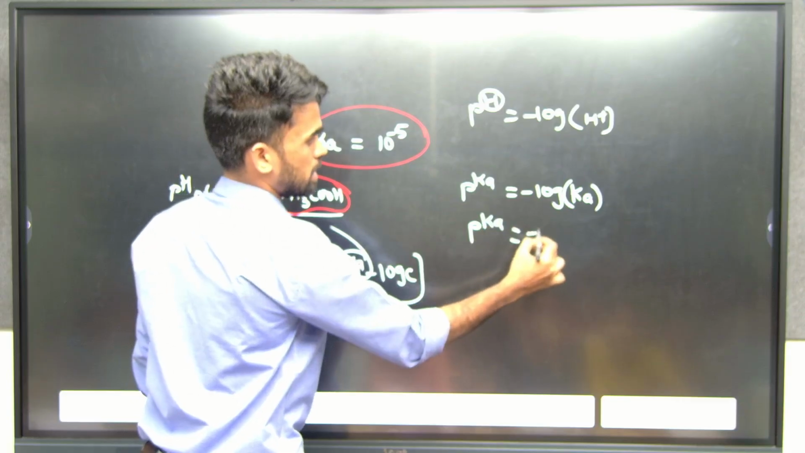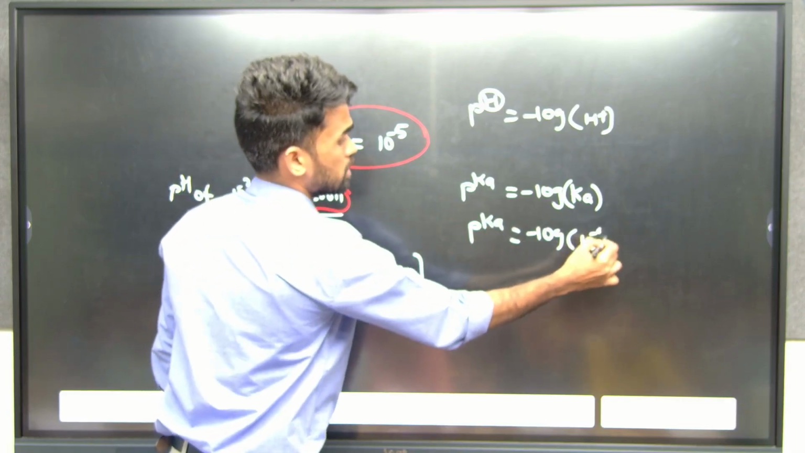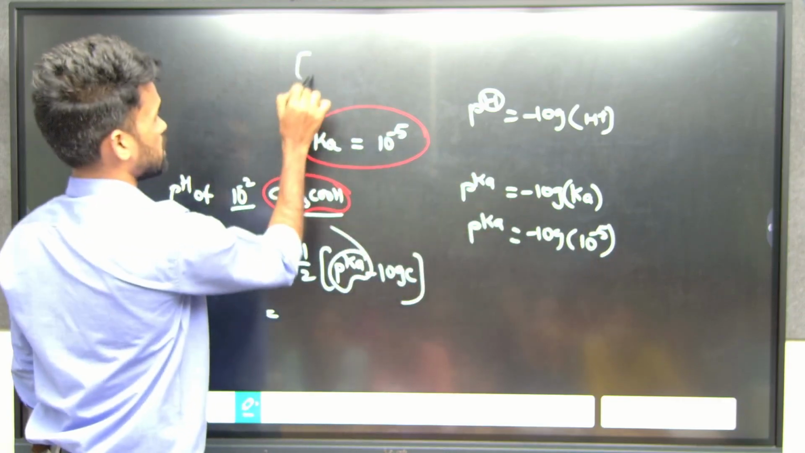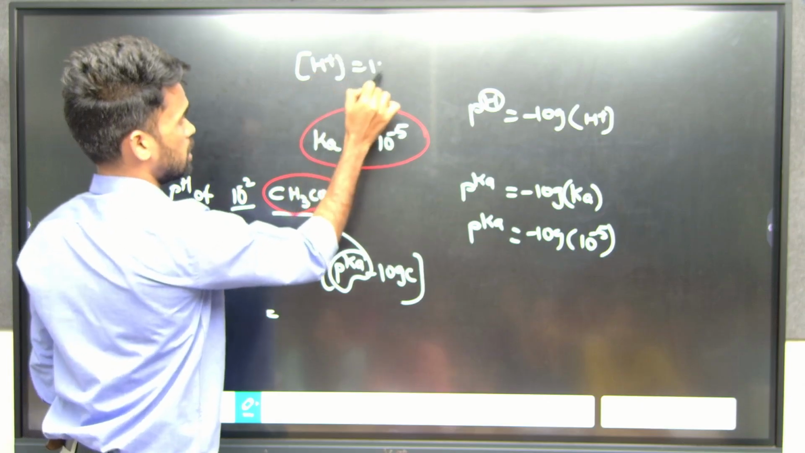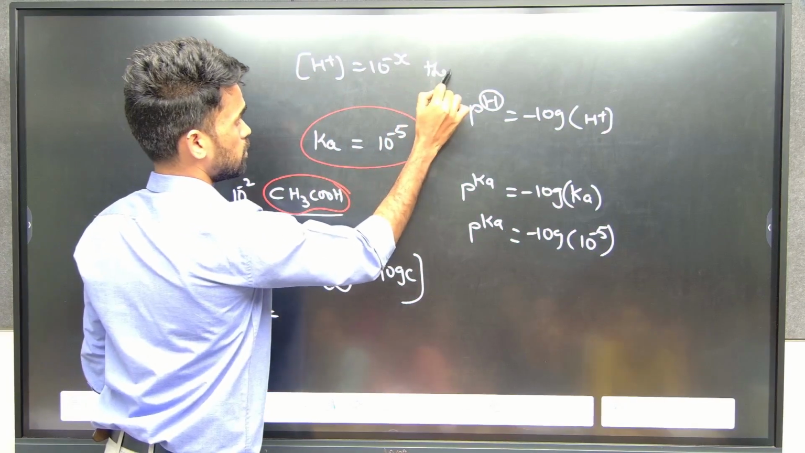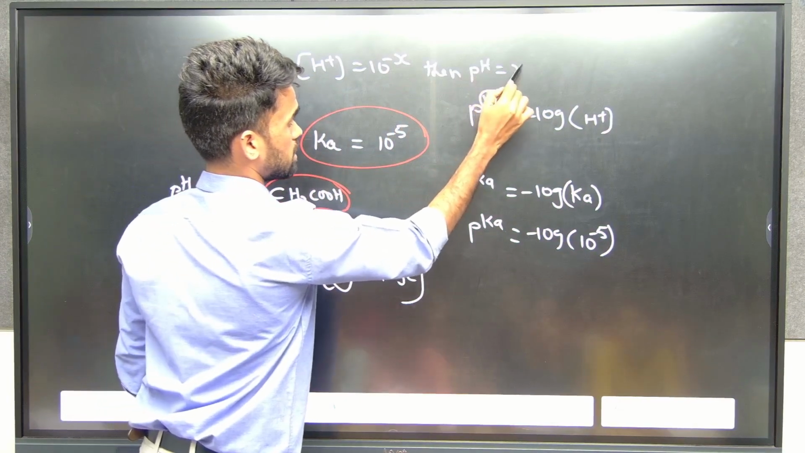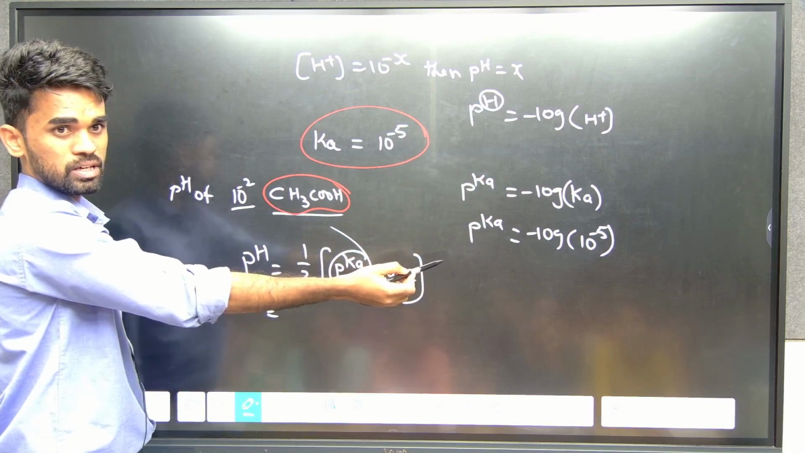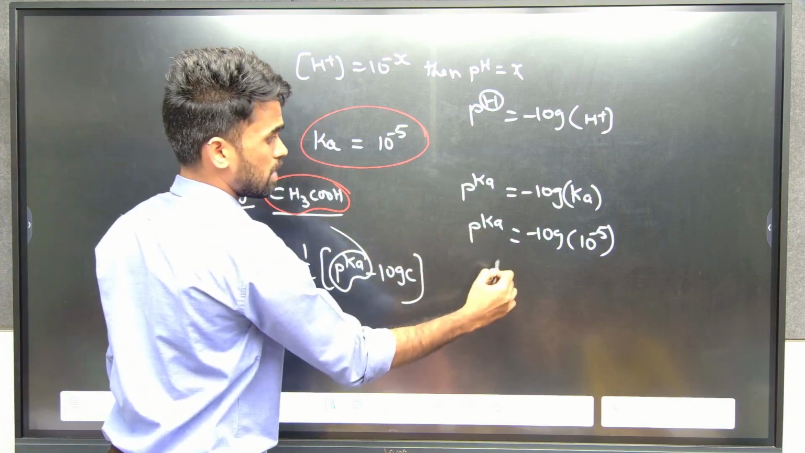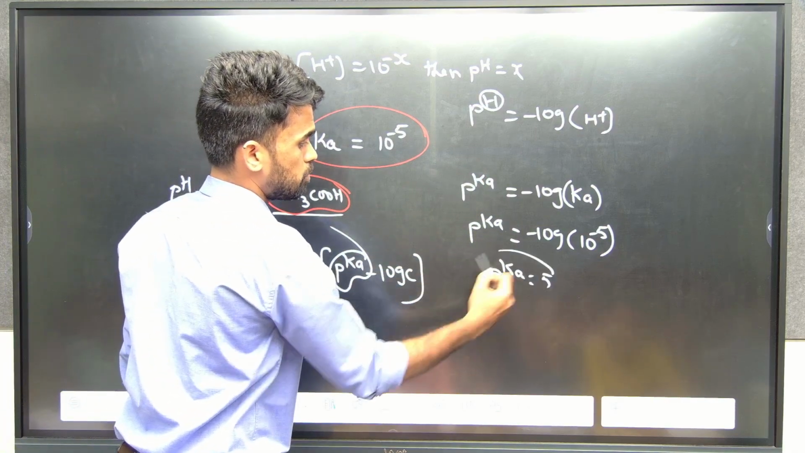pKa equals minus log of 10 power minus 5. So I told you a trick: if H plus ion concentration is 10 power minus x, then pH equals x. The same story is applicable here too. So pKa will be 5. Up to here it is clear.